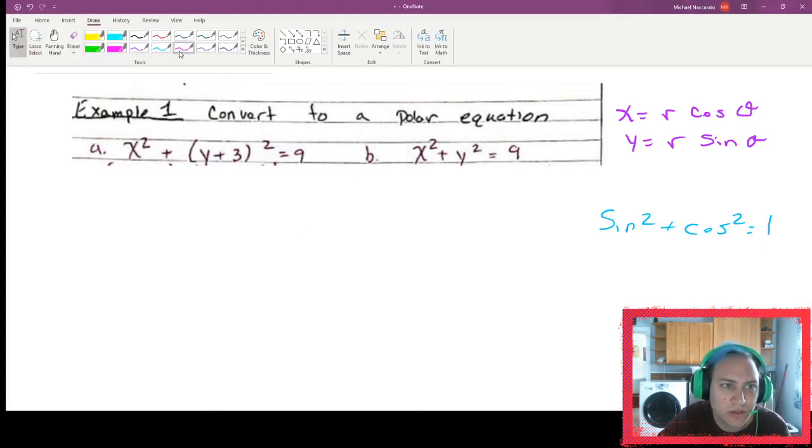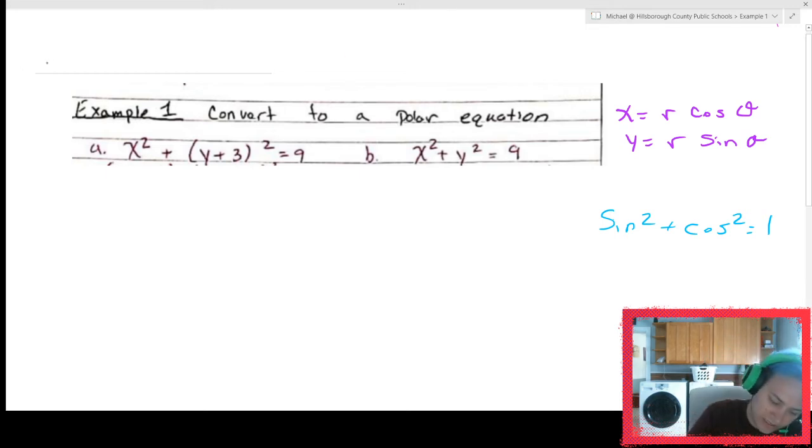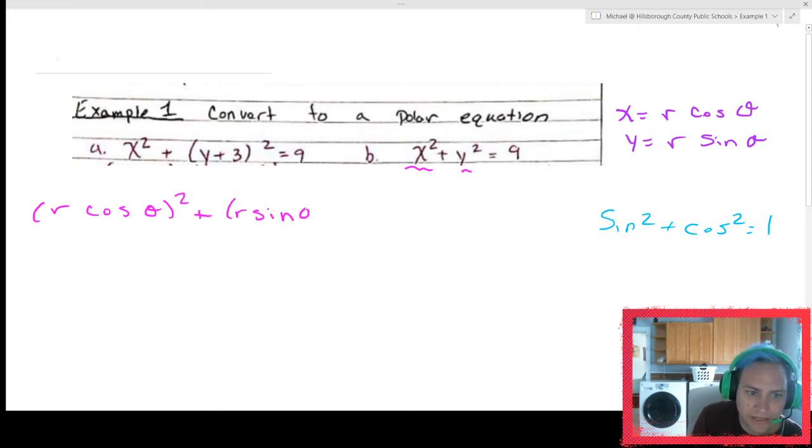X squared plus y squared equals 9. So where this x is and where this y is are going to be my two replacements. My x is going to become r cosine of theta, squared, and the y value is going to become r sine of theta, squared, equals 9.